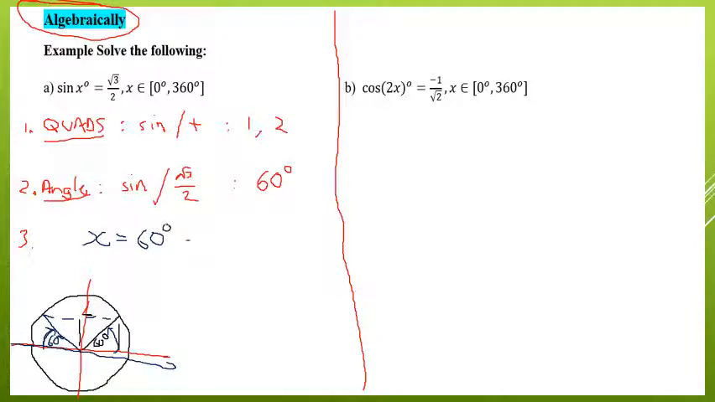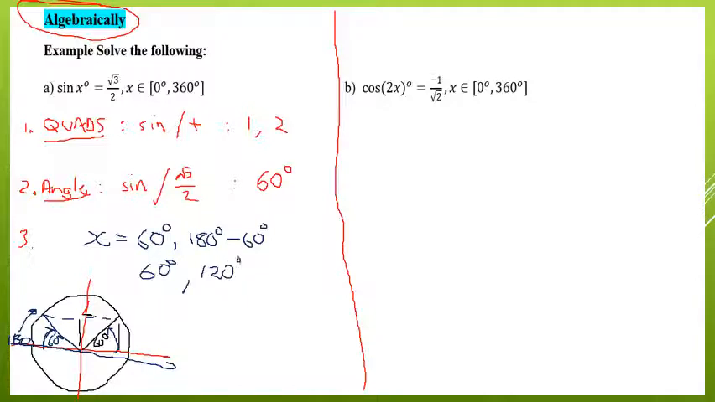In the second quadrant, it's going to be 180 degrees minus this angle of 60 degrees. Why is that? Because what's the value on this line here? I'm at 180 degrees and I've got to go back this way, so I've got to subtract. And so my two answers are going to be 60 degrees, and 180 minus 60 is 120 degrees.